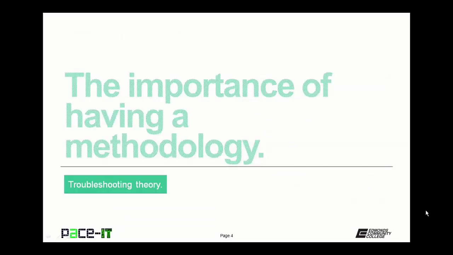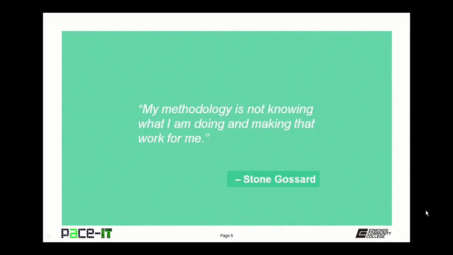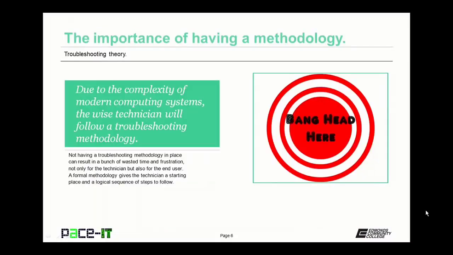So we begin by talking about the importance of having a methodology. And I like this quote by Stone Gossard from Pearl Jam. "My methodology is not knowing what I'm doing and making that work for me." Not everybody can do that, especially not in the tech world. Due to the complexity of modern computing systems, the wise technician will have and follow a troubleshooting methodology. Not having that methodology in place means you're much more likely to waste time and effort and create frustration not only for yourself but also for your end user.